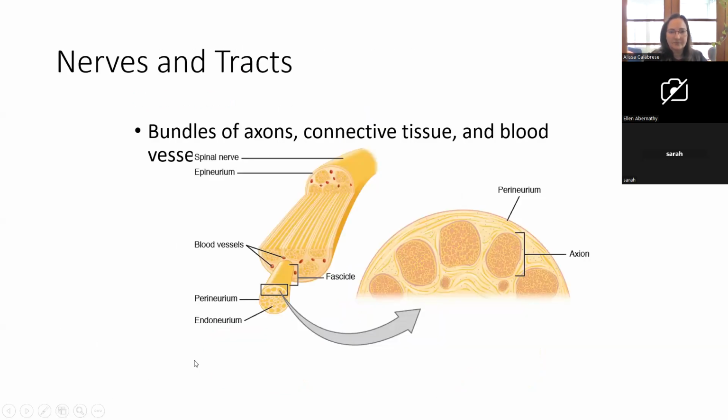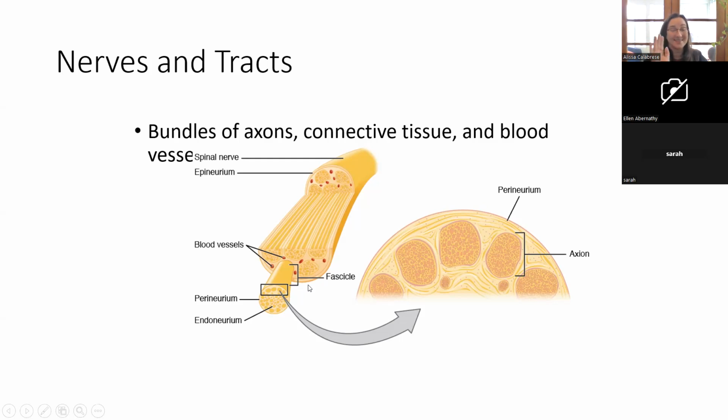Right. So let's look at the anatomy of a nerve here. A nerve, we mentioned, is just a group of axons in the peripheral nervous system. The axons are going to be coated in connective tissue, right? So we've got a layer of connective tissue that surrounds a single axon, and then we've got groups of axons that are bound together with another layer of connective tissue. And then those groups of axons are called fascicles.